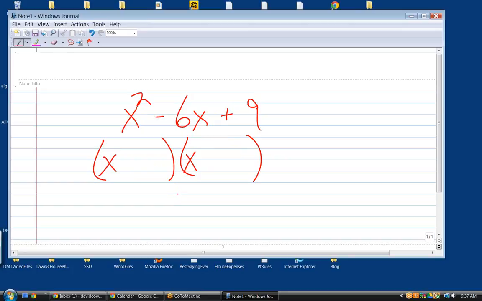How do we tell which it is? From the sign in front of the book? Yeah, from the sign on the middle term. In other words, these two signs are very important. They tell you everything you need to know in terms of what the signs are going to be down here. This tells you they both have to be the same. This tells you they both have to be negative.